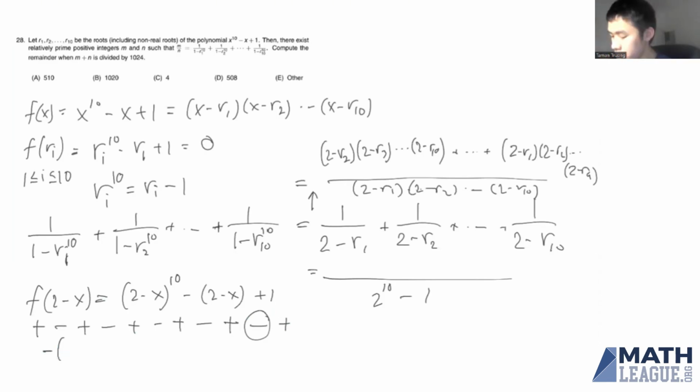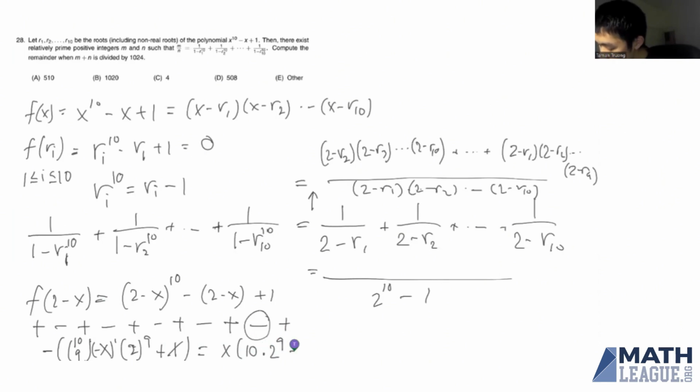The x term in 2 minus x to the 10th power is, we see that we need an x to the minus x to the 1st. We have a 2 to the 9th, binomial theorem. And then we have 10 choose 9. But then don't forget we have a plus 1 here. And so here, plus x here. And so we see that we get x times 10. The minuses cancel on the first term, but not the second term. 10 times 2 to the 9th minus 1.